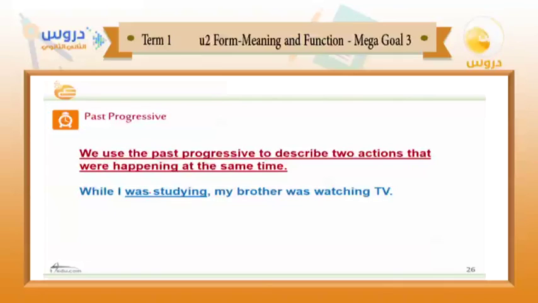Also, we use the past progressive to describe two actions that were happening at the same time. For example, while I was studying, my brother was watching TV. So these two actions were happening at the same time.